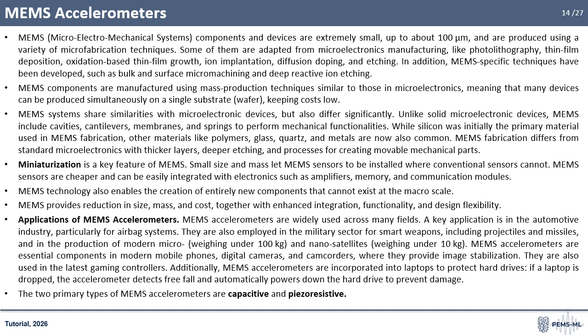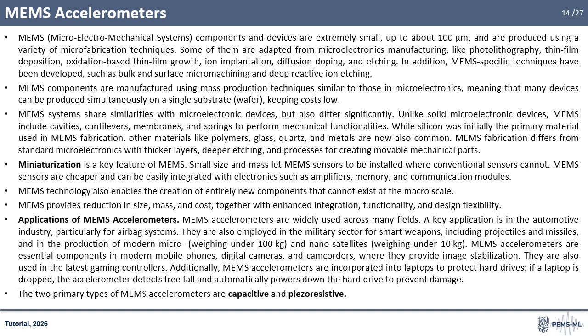Now, let's look at MEMS accelerometers, a very current and widely used type of sensor. MEMS devices are extremely small, usually micrometers in size, and are made using microfabrication techniques adapted from microelectronics, such as photolithography, thin film deposition, ion implantation, and etching. In addition, MEMS-specific methods like bulk and surface micromachining are also used. Mass production techniques allow many MEMS devices to be made on a single substrate, keeping costs low.